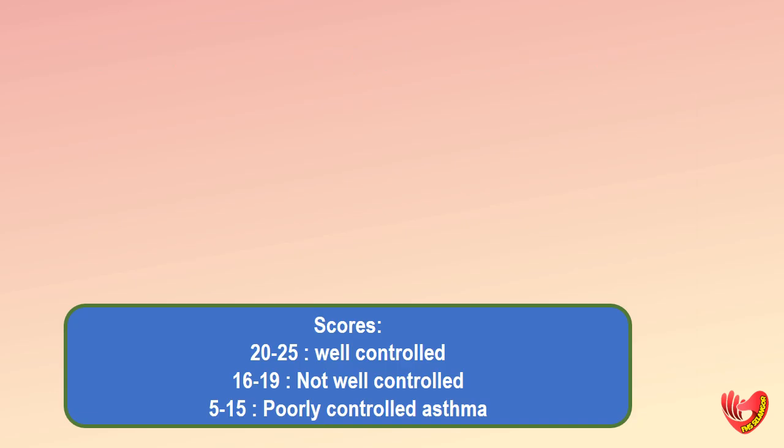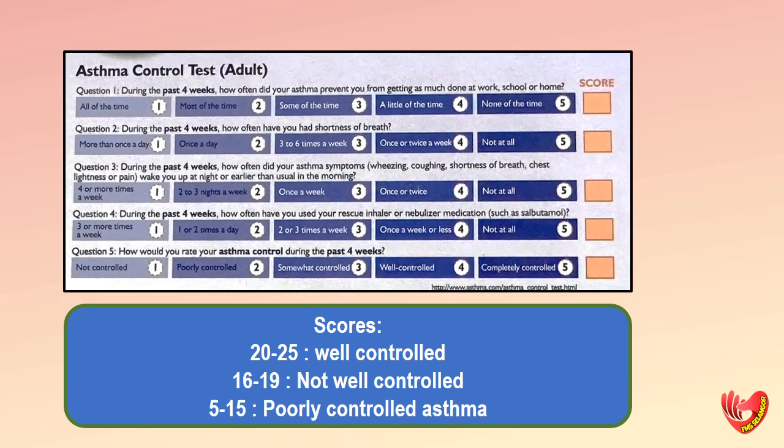Some clinics use the Asthma Control Test (ACT). The ACT has 4 symptom questions plus patient self-assessed control. Scores of 20 to 25 are classified as well controlled, 16 to 19 as not well controlled, and 5 to 15 as very poorly controlled asthma.